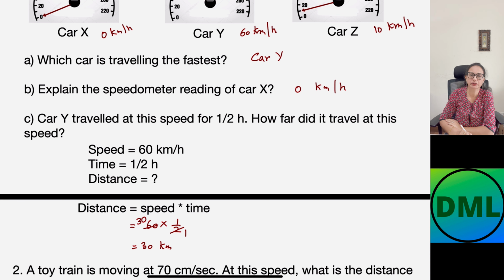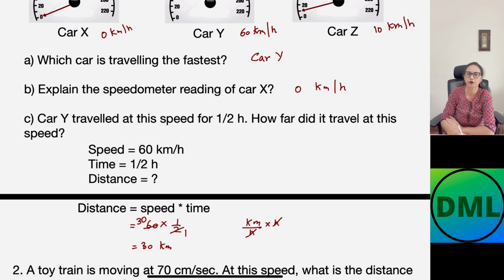Why have I written the unit as kilometer? Because here it is 60, and the unit was kilometer per hour. Per hour means divided by hour, multiplied by time, which is in hour. So hour gets cancelled from hour and you are left with only kilometer, which is the unit of distance. So my answer will be 30 kilometers.